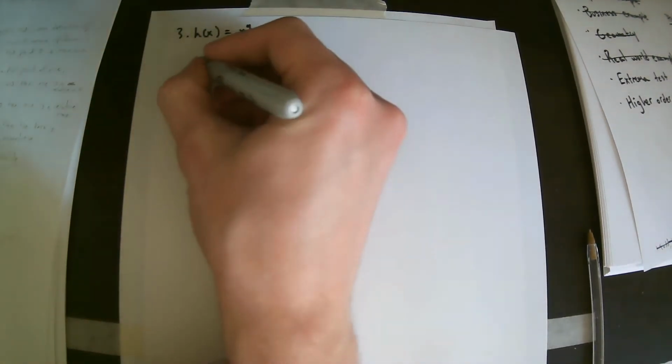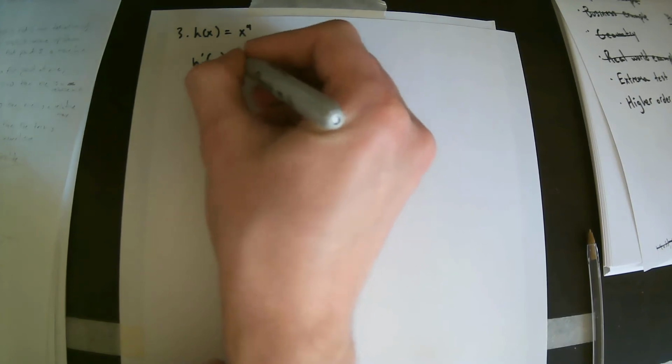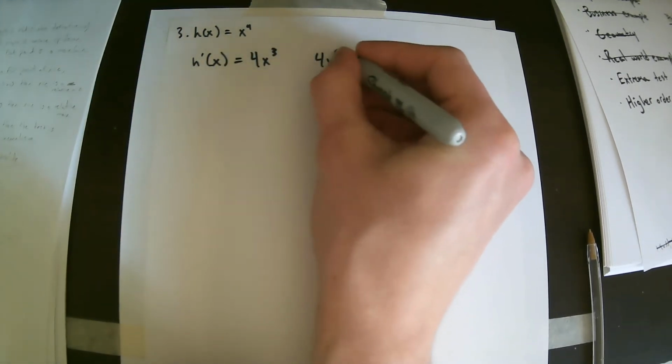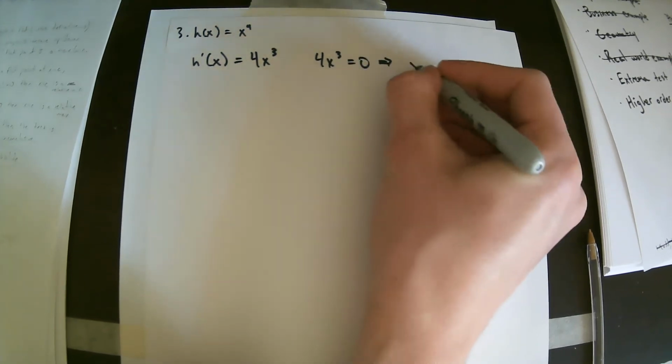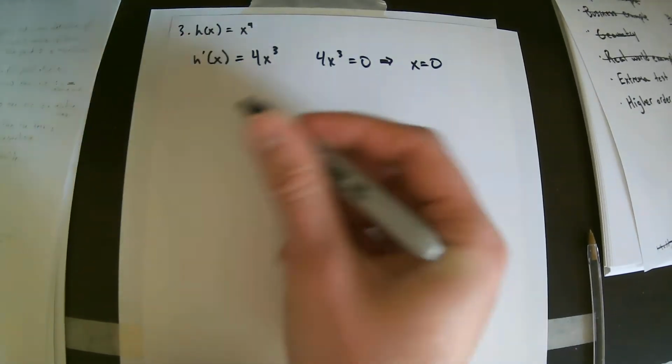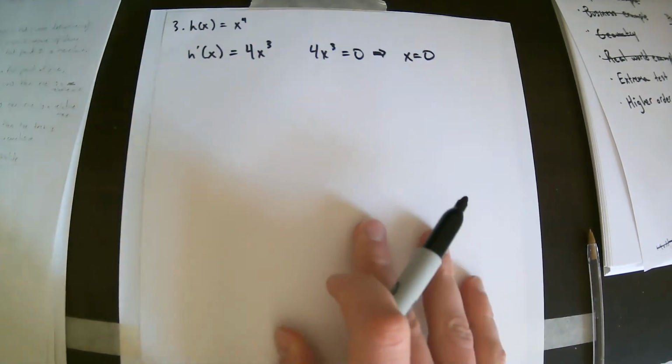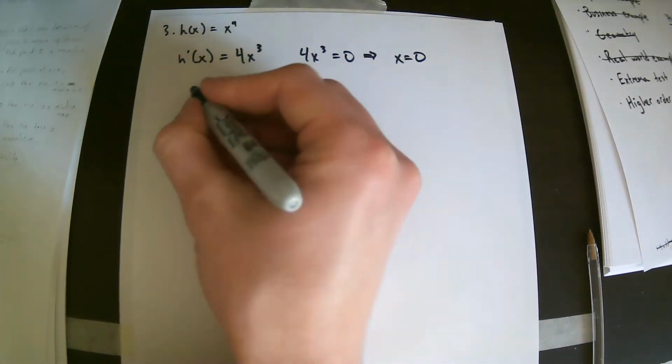Well, first derivative is going to be 4x cubed. Set this equal to 0 and solve for x. That's just going to be x equals 0. Divide 0 by 4, cube root both sides, 0 is going to absorb all of that. So there it is.